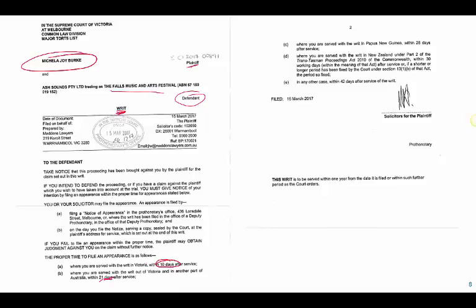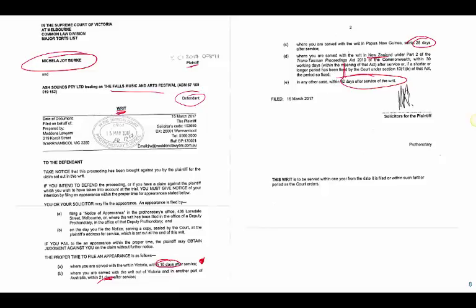21 days if you live outside of Victoria but in Australia, 28 days if you live in Papua New Guinea, within 30 days if you live in New Zealand, or if you live outside of the country and not in New Zealand or Papua New Guinea, you have 42 days to file a notice of appearance. But back to that one, if you are in Victoria, you only have 10 days to basically respond and say, yes, I'll defend myself. So you've got to act pretty quick.